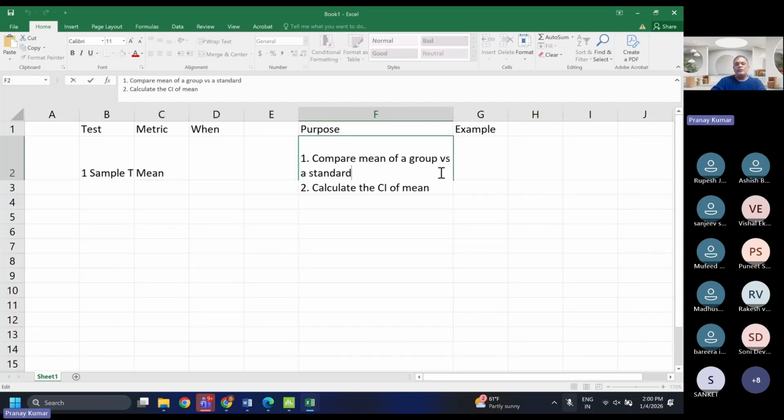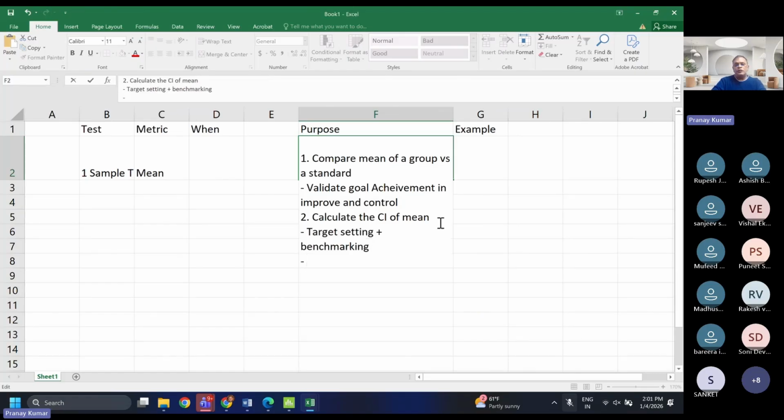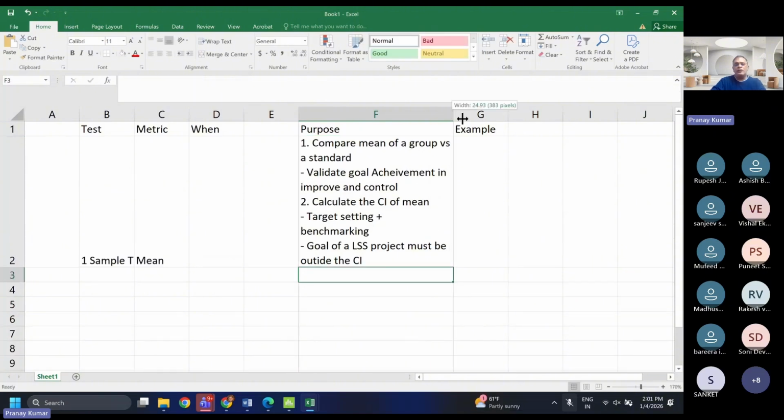And we said when I want to compare mean of a group to a standard, I can put this to several usages. I can validate goal achievement in improve and control phase. When I want to do this CI wala thing, I'm essentially looking at target setting, baselining, benchmarking. We said you can use this as goal of a Lean Six Sigma project must be outside the confidence interval. Yes, everyone, they are clear with this thought?